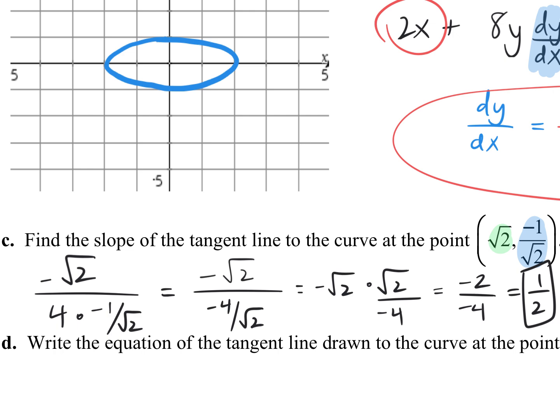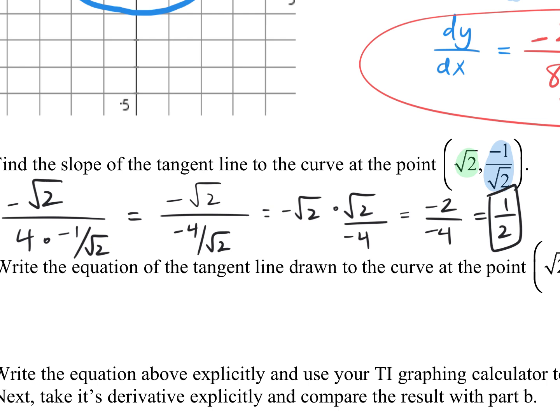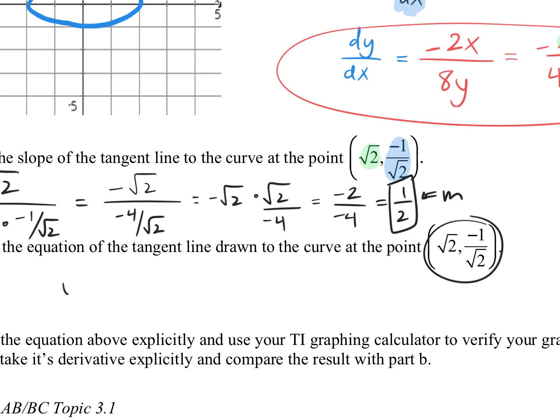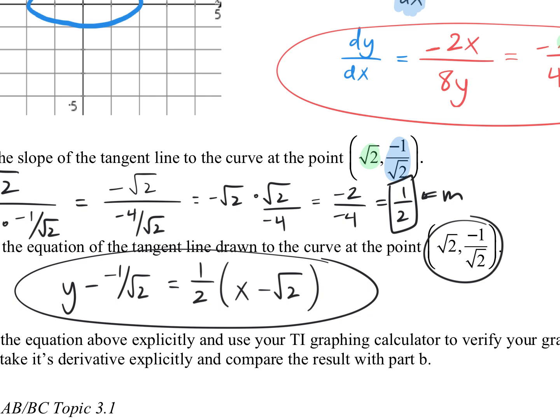Now we want to find the equation of the tangent line. Well, I have my slope. This is equal to m. I have my point. Can I write my equation? You betcha. I've got y minus negative 1 over square root of 2 is equal to 1/2 times x minus the square root of 2. So that right there is my function of the line that is tangent at that point.